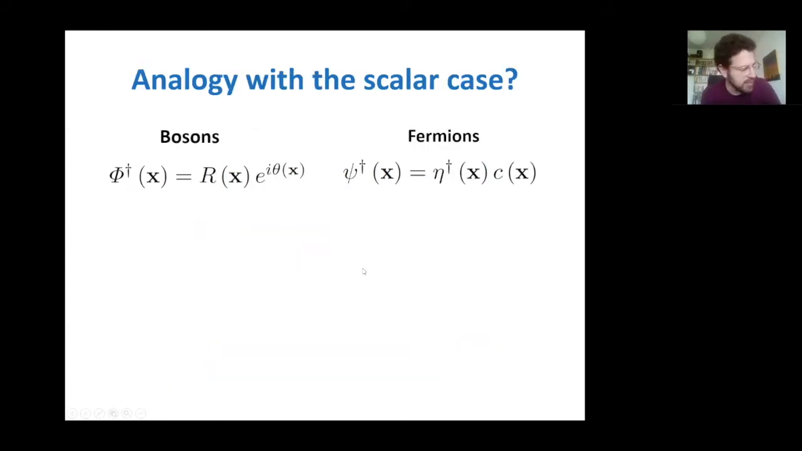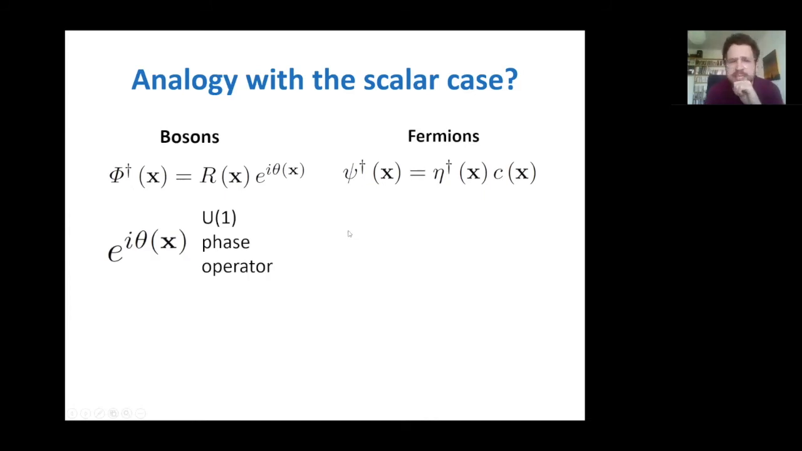So in order to do that, let us first try to construct an analogy with the scalar case and see if we get stuck. So in the bosonic case, in the Higgs case, we said before, taking this quasi-classical choice of the radial field, we had this creation operator phi dagger, which was the product of some radial field R and some angular field theta. Let's try to do the same with the fermions. Let's write some radial field eta and some phase C, and we have to define what they are.